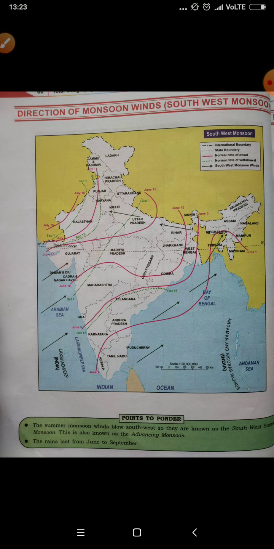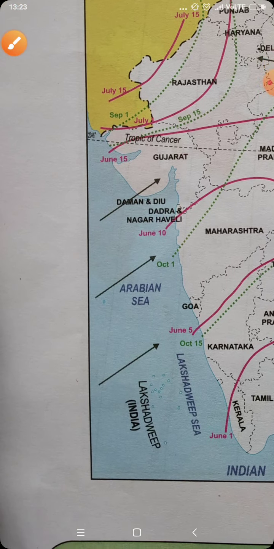Now our next map is the direction of monsoon. This also should be ready when school reopens. Like this map also, I will check the direction of monsoon winds. Southwest monsoon is shown. You see the direction, how the direction is shown. Southwest monsoon, have you seen? So this is the direction of the southwest monsoon.